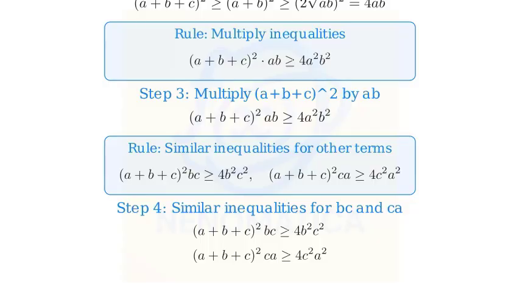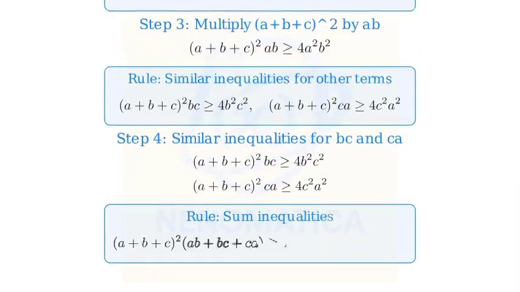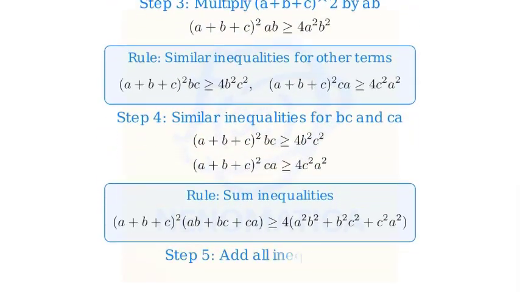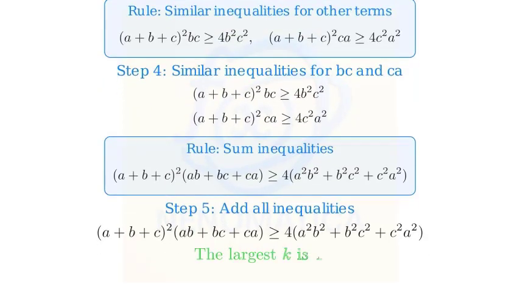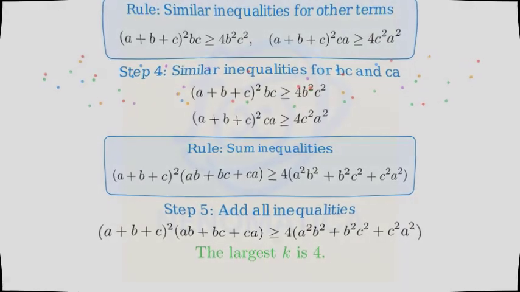Step 5. Add the 3 inequalities together. On the left, we factor out (a plus b plus c) squared times (ab plus bc plus ca). On the right, we get 4 times the sum of a squared b squared, b squared c squared, and c squared a squared. So the inequality holds with k equal to 4. The largest value of k is 4.